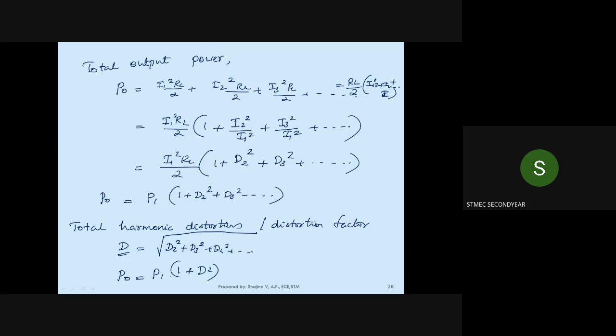And our output power will be P1 into 1 plus d square. Substituting into this equation, that is P1 into 1 plus d2 square plus d3 square plus etc. So actually this is d. We can get d square is equal to the square root of the whole thing, that is d2 square plus d3 square plus etc. That is d square, the total harmonic distortion, which we represent as d. So output power is equal to the power delivered by the fundamental term into 1 plus d square.